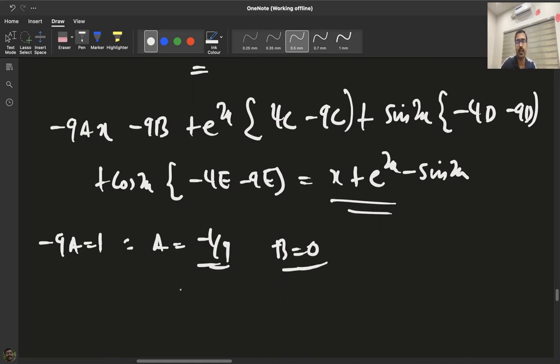And when you compare the sin 2x terms, you have here minus 9d into sin 2x. So minus 9d into sin 2x is equal to, here it is minus sin 2x, so it's minus 1, so your d is simply 1 by 9. And similarly, not 9, I'm sorry, it is minus 13d, right? Minus 13d is equal to minus 1, so d is simply 1 by 13.